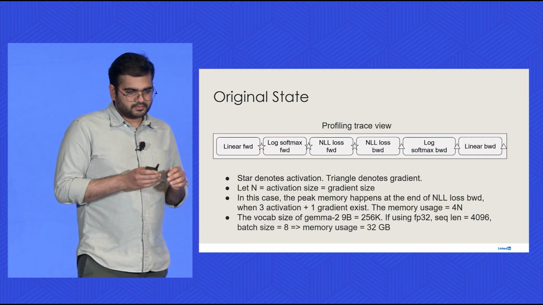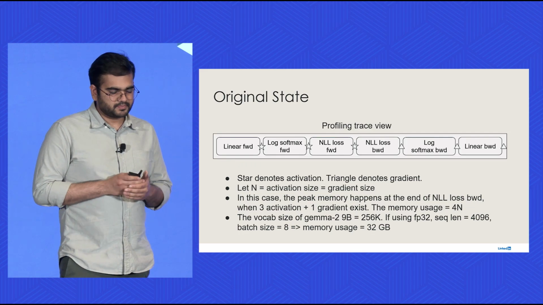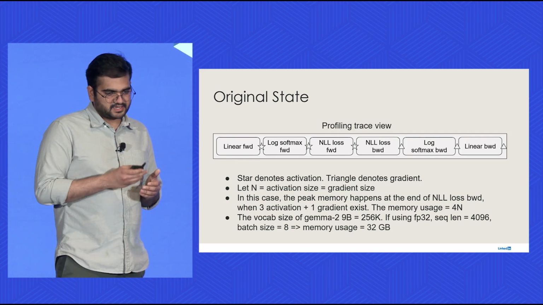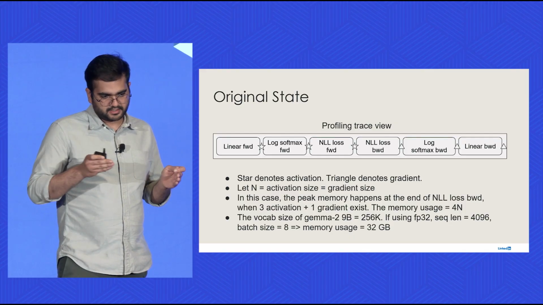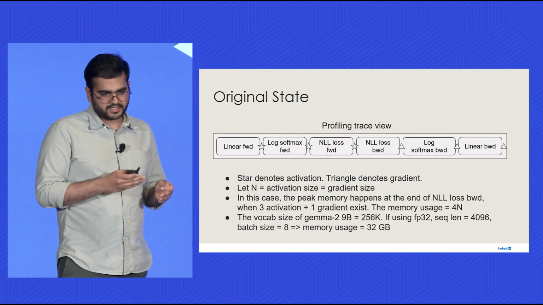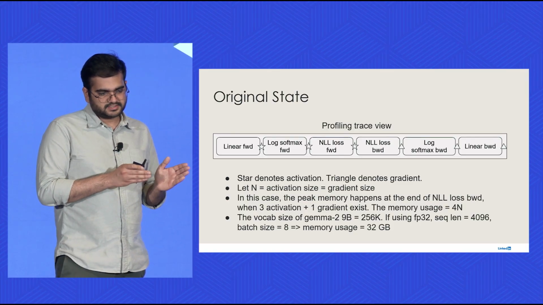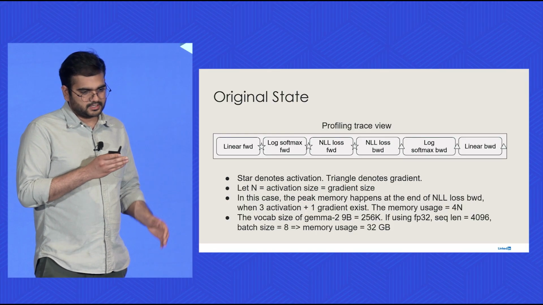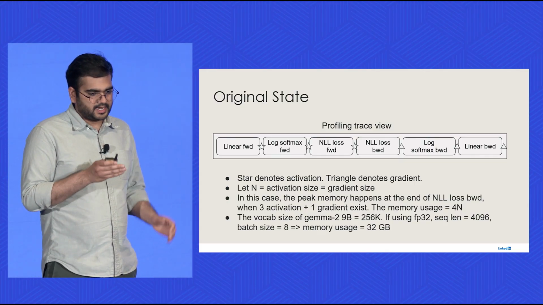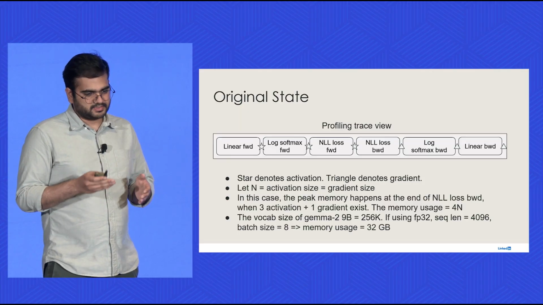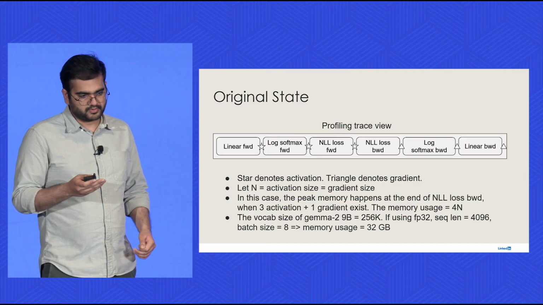Now let's look at the original state of what happens at the very last layer of an LLM. In this diagram, we have a sequence view of different functions, or basically different kernel calls, that take place. It's a very naive implementation. You first pass your hidden state through the linear forward, followed by the log softmax. Then you calculate your negative log likelihood loss, and then a sequence of backward kernels: NLL backward, finally the log softmax backward, and then the linear backward.